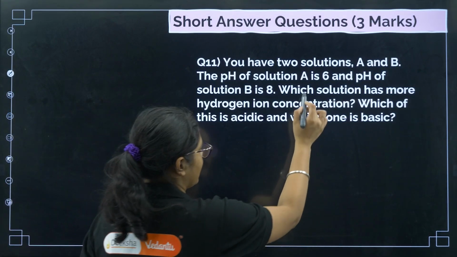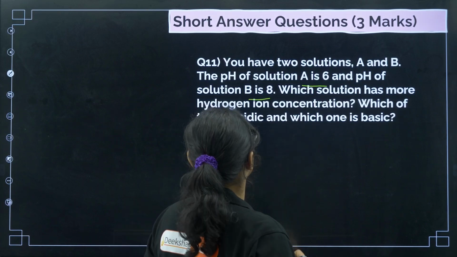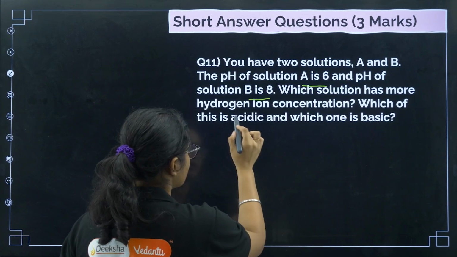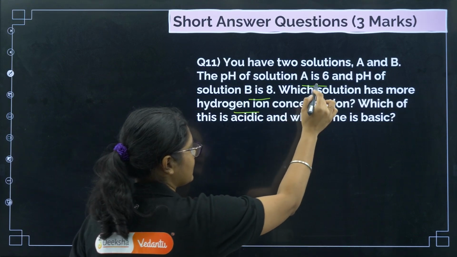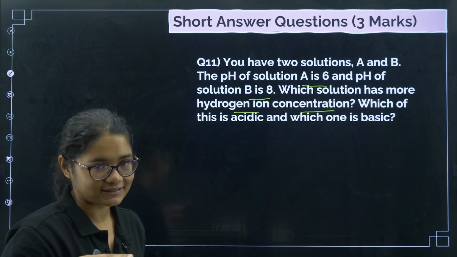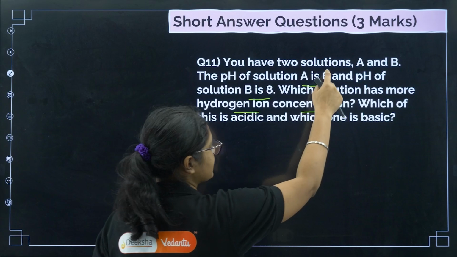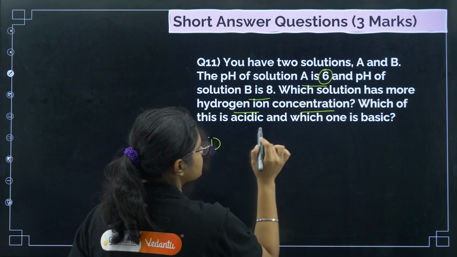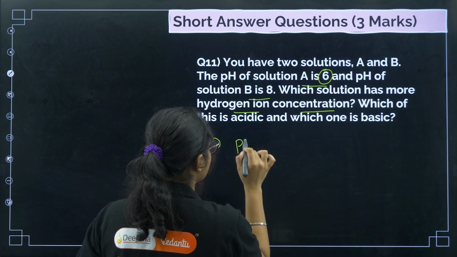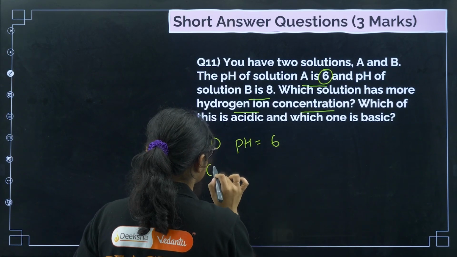Okay, fine. Next, you have two solutions A and B. The pH of solution A is 6 and the pH of solution B is 8. Now which solution has more hydrogen ion concentration? Okay, so if you see that this hydrogen ion concentration is for acids, right? So if pH is 6, that is an acidic pH, so here there will be more H plus concentration. So which solution has more hydrogen ion concentration? The solution having pH 6.